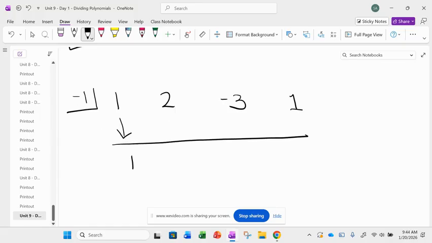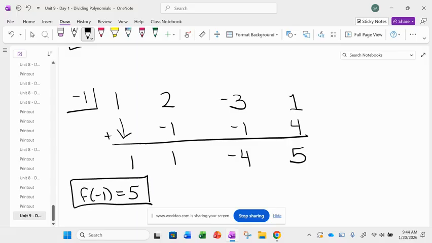1 times -1 is a -1. 2 plus -1 is 1. 1 times -1 is -1. -3 plus a -1 is a -4. -4 times -1 is a +4. 1 plus 4 is 5. So what is f of -1? 5. And what does this mean? F of -1 is 5. If I plug in -1 for x and I simplify, what will it simplify down to? 5. That's what this means.